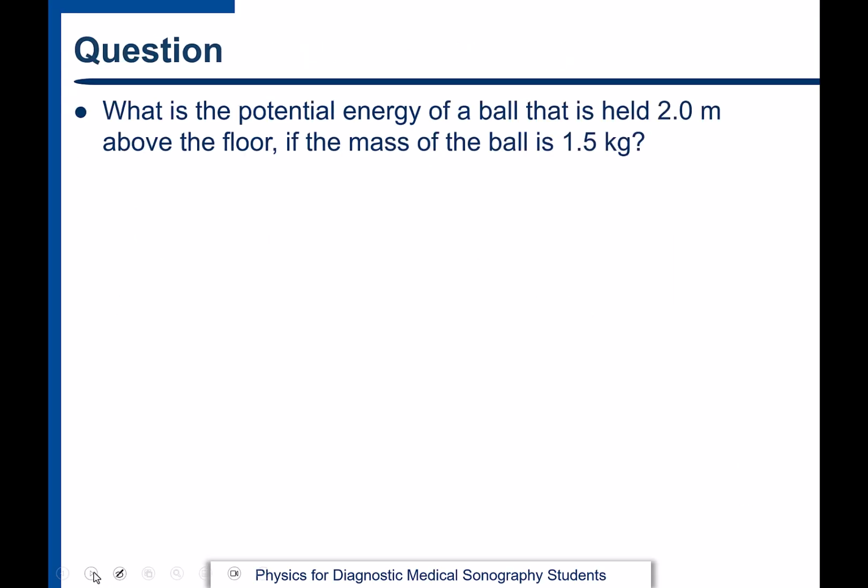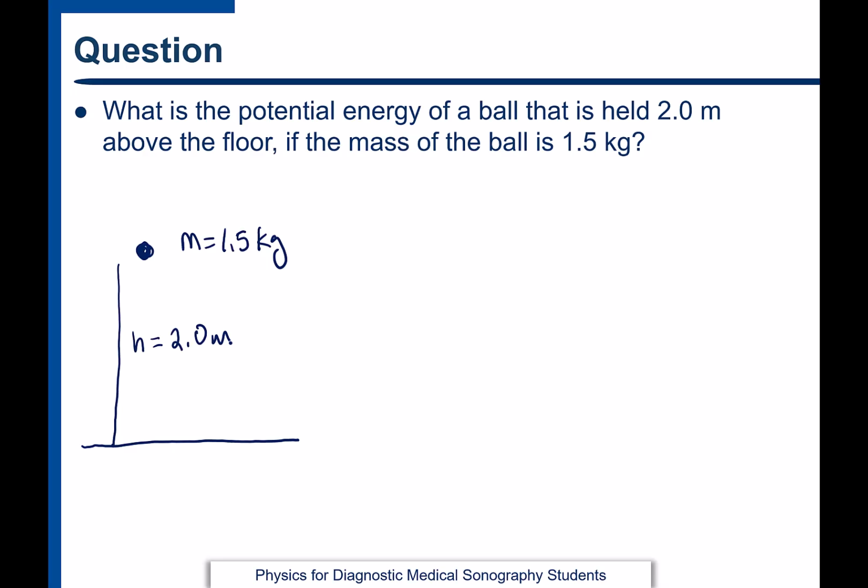Okay, so let's see how we can do problems with this new concept. Here's the first question. What's the potential energy of a ball that is held 2 meters above the floor if the mass of the ball is 1.5 kilograms? So we'll draw a picture. Here's our mass. Mass m is 1.5 kilograms. And we're told that it is 2 meters above the floor. So h is equal to 2 meters.